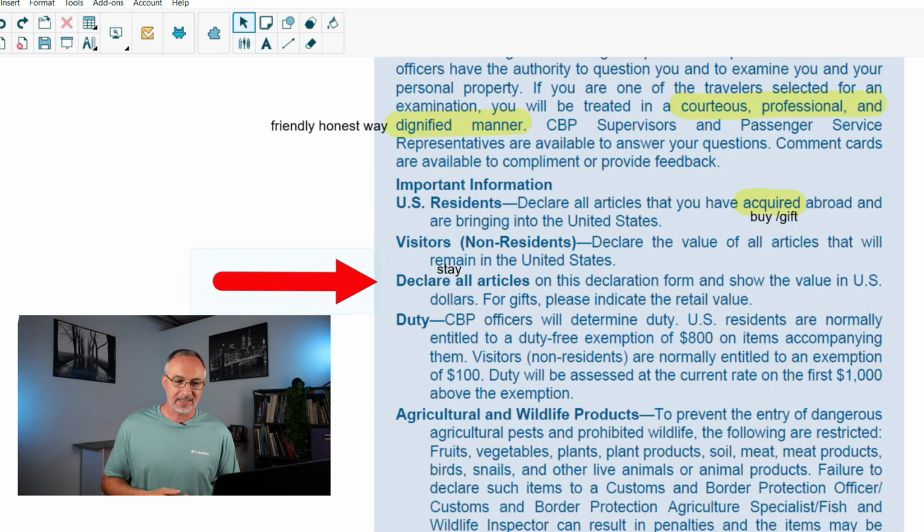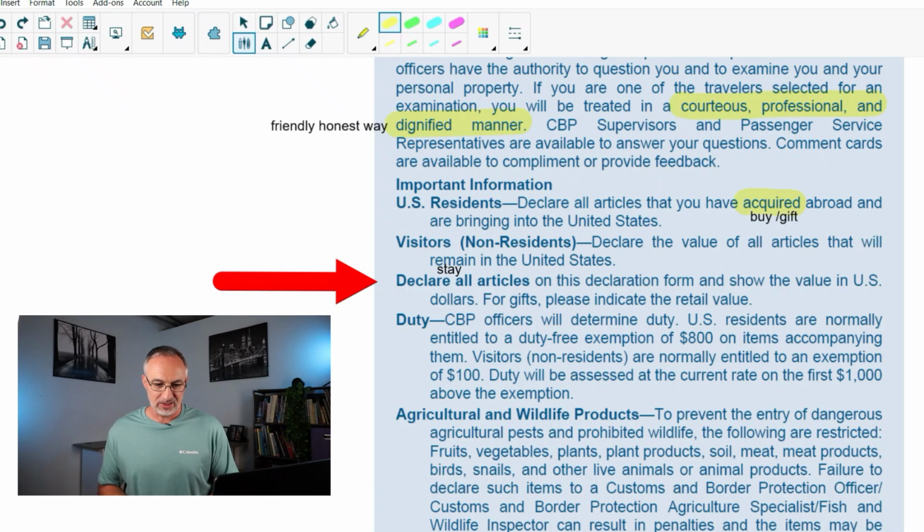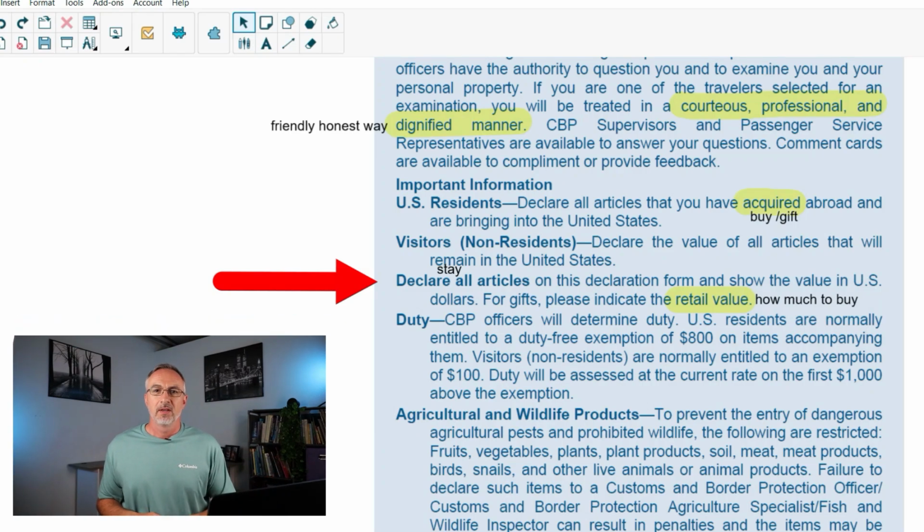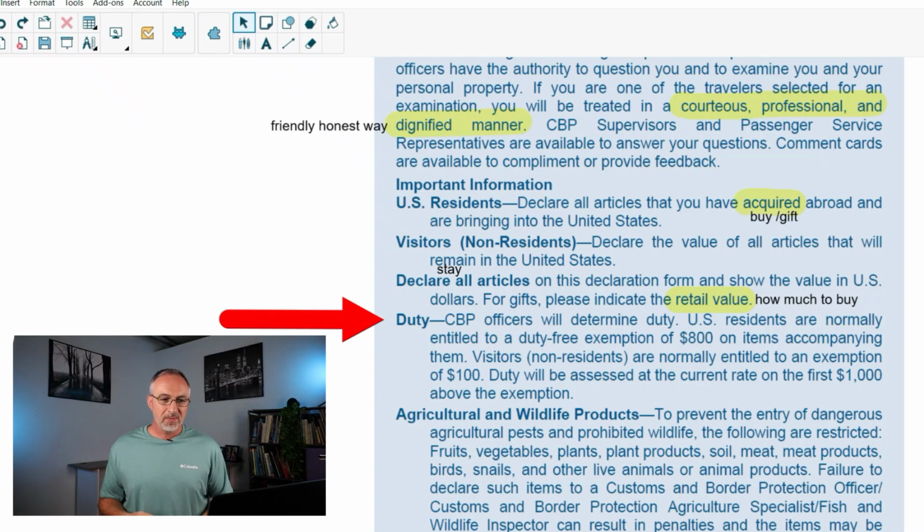The next part, it says, declare all articles on this declaration form and show the value in US dollars. For gifts, please indicate the retail value. Retail value is if I want to go and buy this gift, how much will it cost? The next part is the duty. So CBP officers will determine duty. And what do we mean by duty? We mean tax, basically, how much money in tax you need to pay.